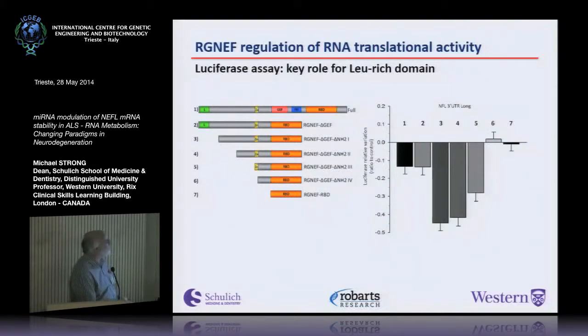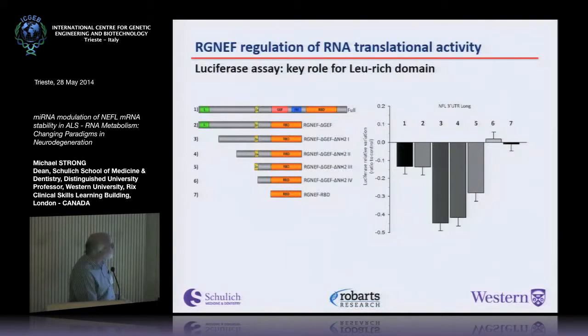Right? So P190 RhoGEF, we've explained that. Here's RGNEF. And so with RGNEF, and these are a variety of constructs here, right? So here is full length, destabilizes exactly as we expected it to do, right? We got rid of the GEF activation domain, and it had no impact. We were really happy with that. Made sense, it sat here. And then as soon as we got the leucine-rich domain gone, look what happens. Significant increase in its ability to degrade NfL messenger RNA.